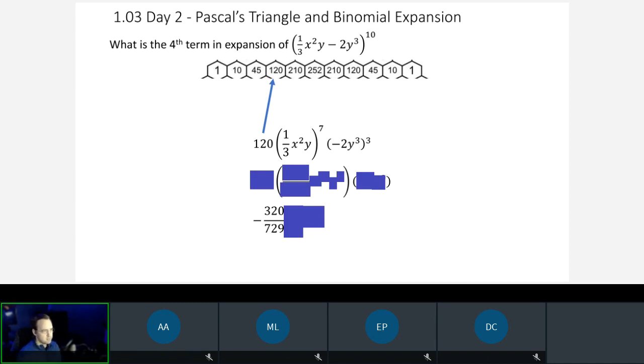All right, everyone's good so far, and then we just do the math. Well, this is where some of you need to review some power properties.